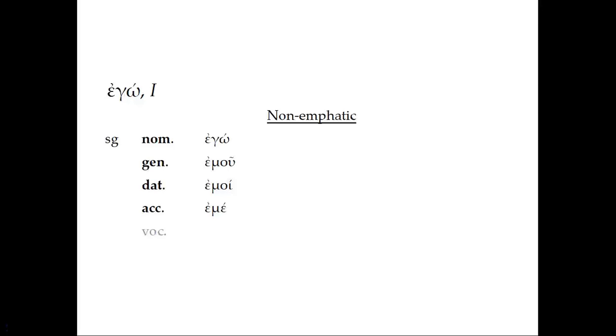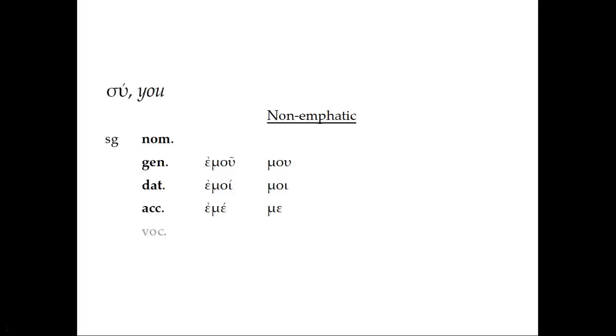Now, for the non-emphatic forms, first of all, we're going to drop our epsilon, and then we get mu, moi, me. The difference here, if you notice, is that there's no accent on any of these. These are what are known as enclitic forms. They have no accent of their own, and they do strange things to the accents of words that come before them. So these are the forms of ego, I, both the emphatic and the non-emphatic forms.